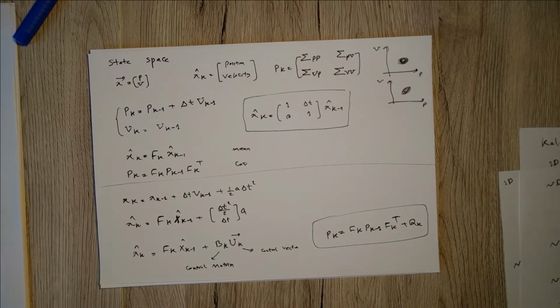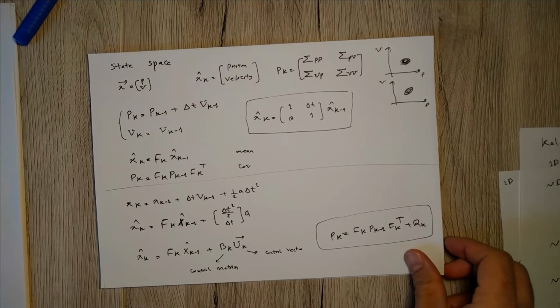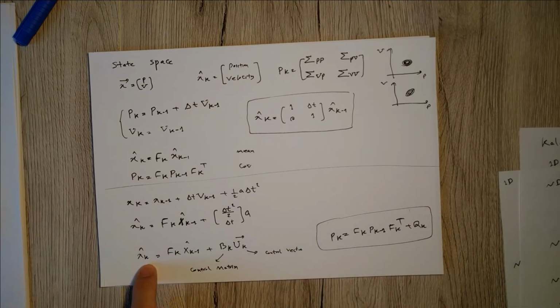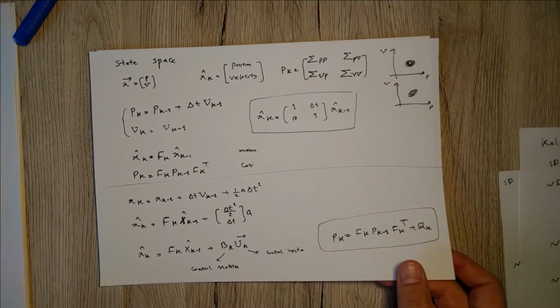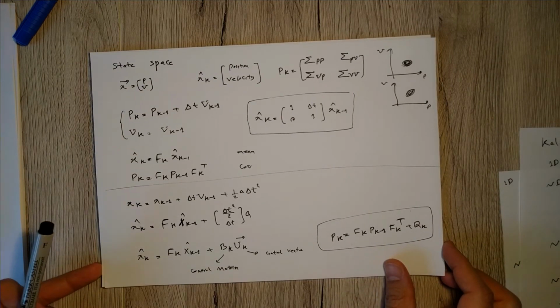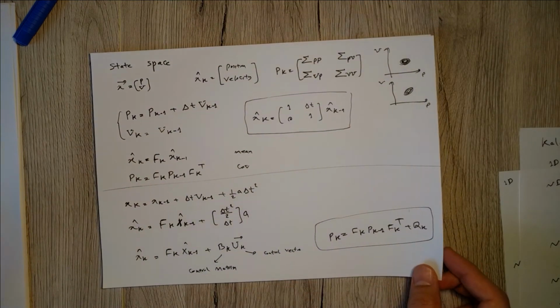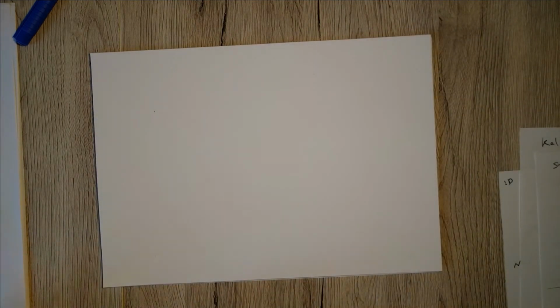that it was linear, and so this guy will tell us the mean, and this guy will tell us the covariance. So this guy will tell us where the mean is, and this guy will tell us how much uncertainty we have about that. Okay, so that was a prediction.